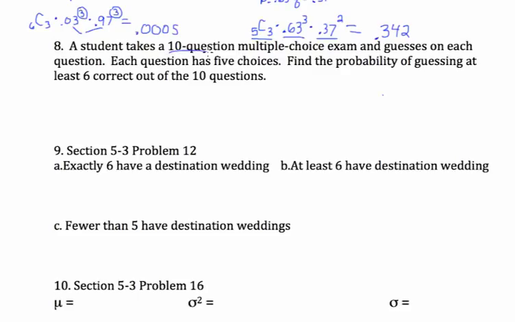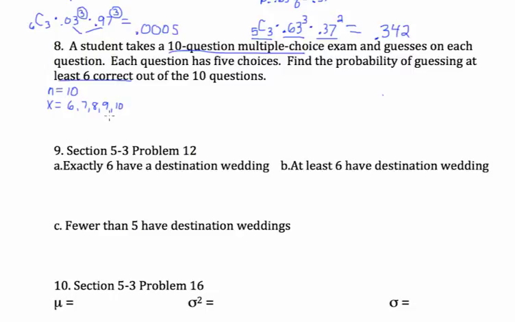A student takes a 10-question multiple choice exam. That means that my n is going to be 10. My x. Find the probability of guessing at least 6 correct. If it was exactly 6 correct, my x would be 6. But for at least 6, that means 6 or more. So I'm going to have to do 6, 7, 8, 9, and 10. I'll have to do all of those.